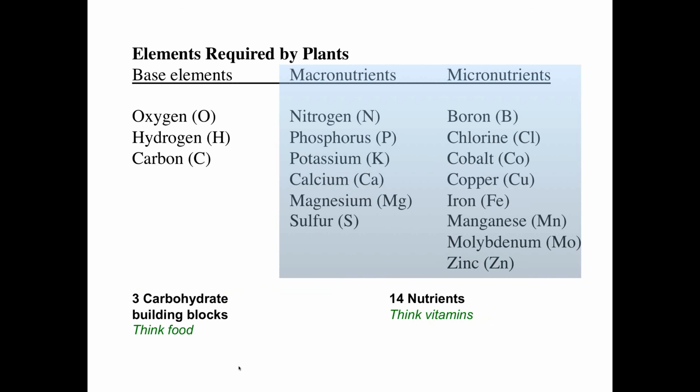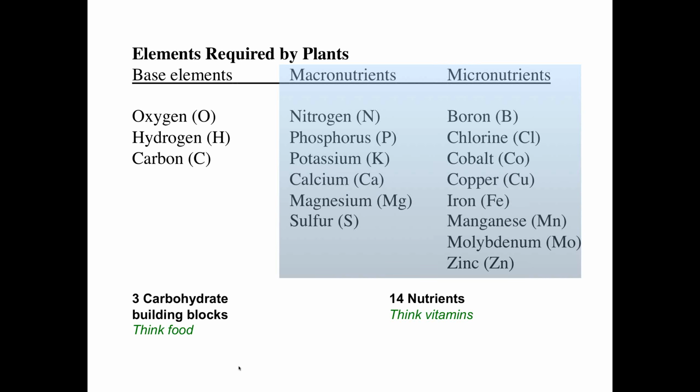When we think about chemistry and plants, we generally focus in on this set of elements, with our base oxygen, hydrogen, carbon coming out of the air and the water. Think about those as the food that the plant uses to build new parts of the plant. And then there are these 14 essential nutrient elements, which you should think about as a vitamin and not a food. They're small little pieces of chemistry that allow the plant to do certain things.